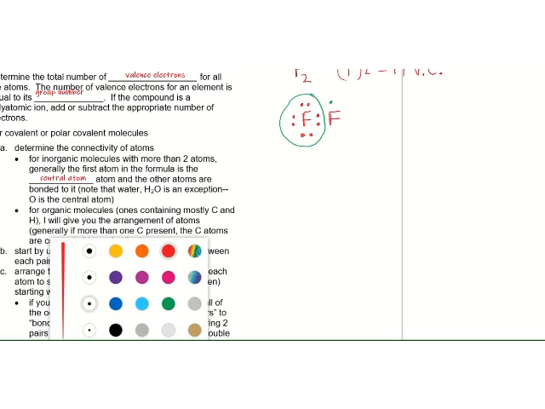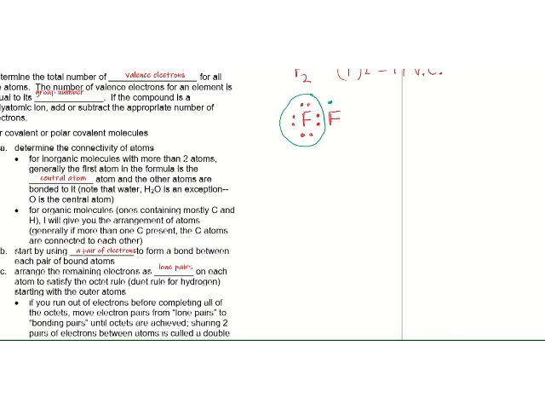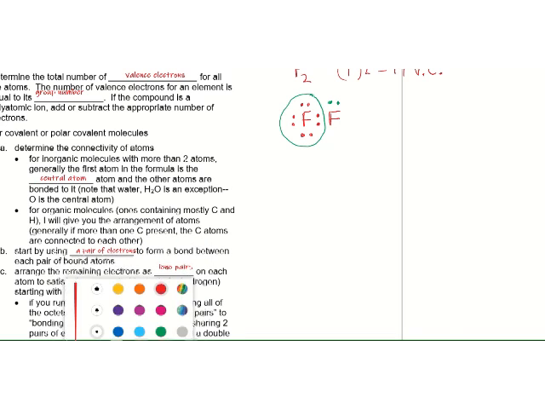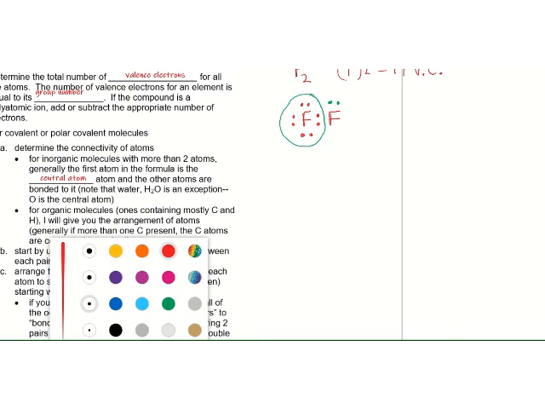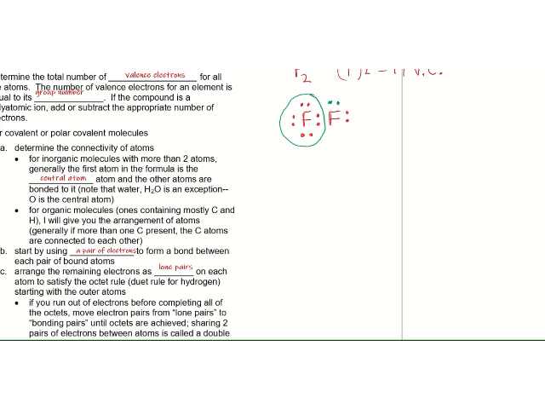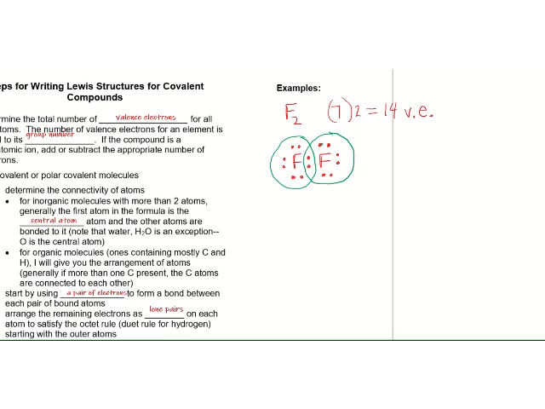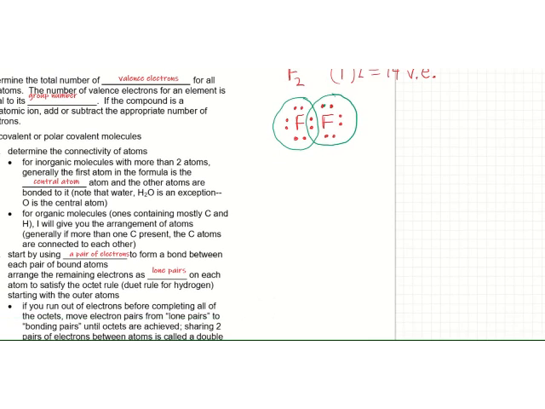Here, whoops, I wanted red. Here we have 10. Why is it not showing red? 12, 14. Let me just make those red there. Okay, so we've used all of our valence electrons. We have 8 around each of the fluorine atoms, so that's satisfying the octet rule. And we're almost done with our Lewis structure for the fluorine molecule.